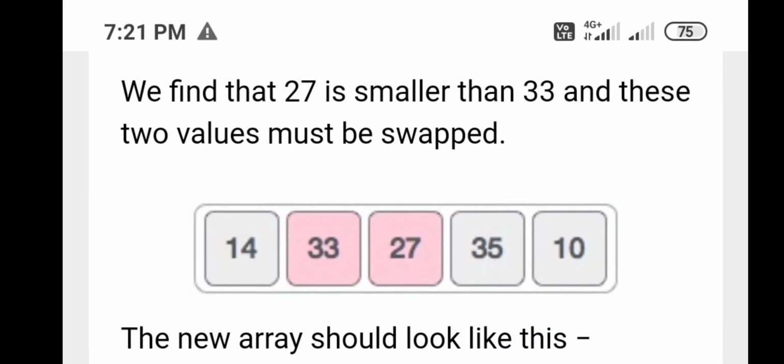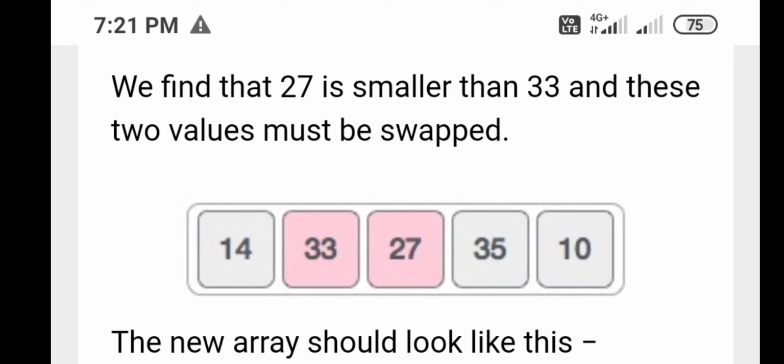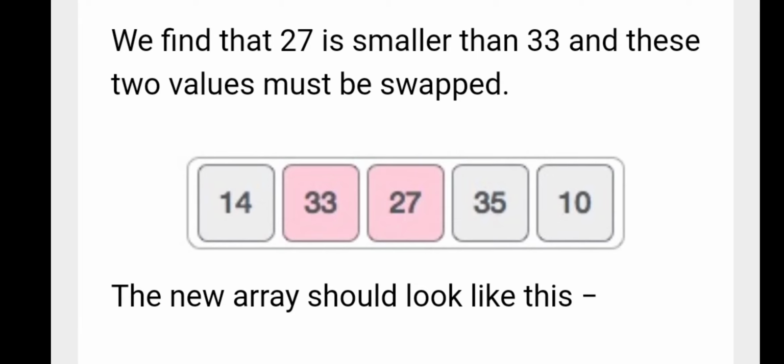So we find that 27 is smaller than 33, and these two values must be swapped. So swapping is needed: 14, 33, 27. So the new array should look like this. We have to swap 33 and 27, so it should look like 14, 27, 33. Okay, 14, 27 and 33.